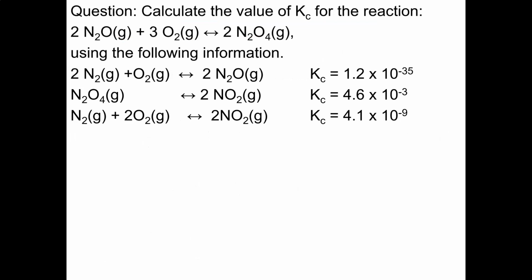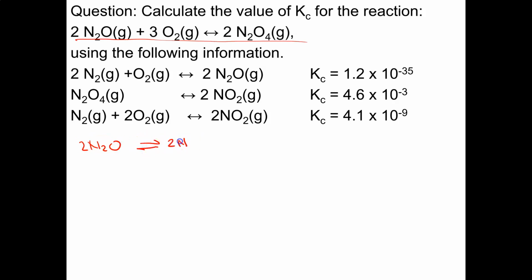All right, let's try one more. So calculate the value of K for this reaction. So you're shooting for this, and you have these. Okay, so we're going to handle it just like we do Hess's law. Look at the first reaction. Okay, I want N2O. Is that the only source of N2O here? Yes, it is. So I'm going to flip it. Now, if it wasn't the only source, I would ignore it for now, and I'll come back to it later.